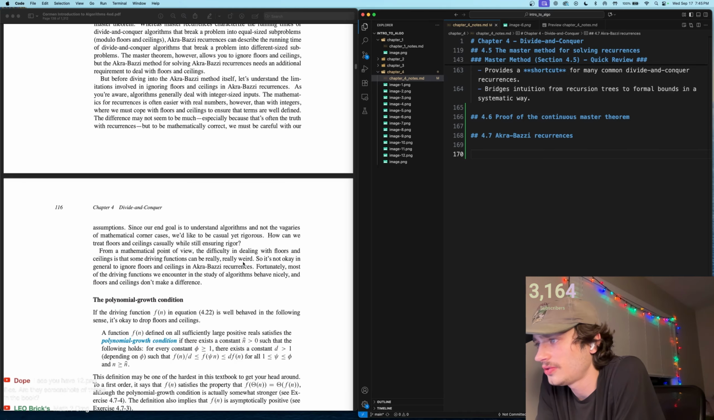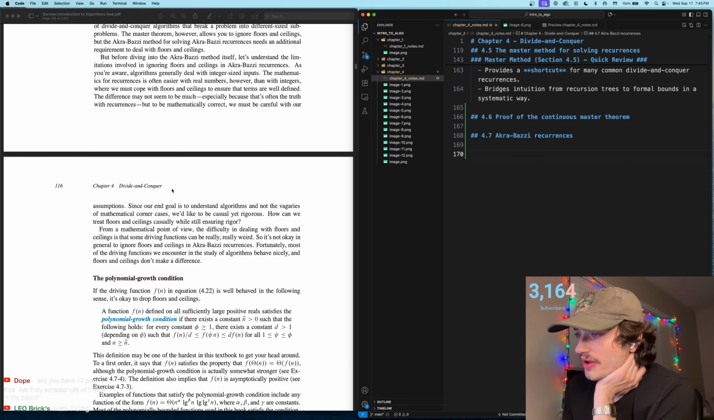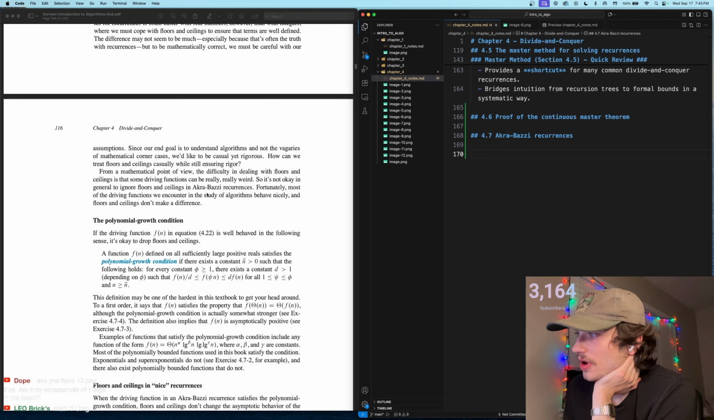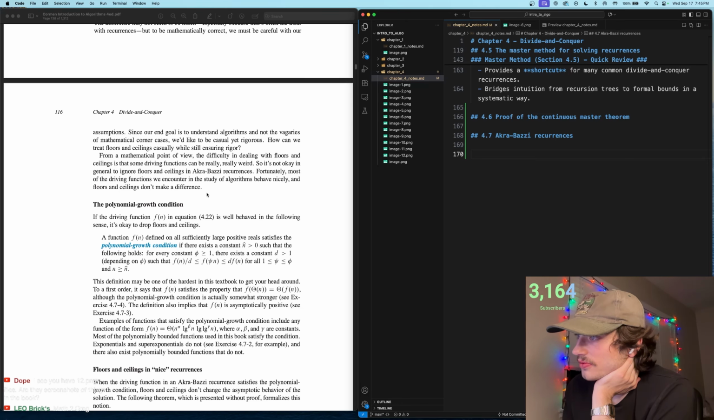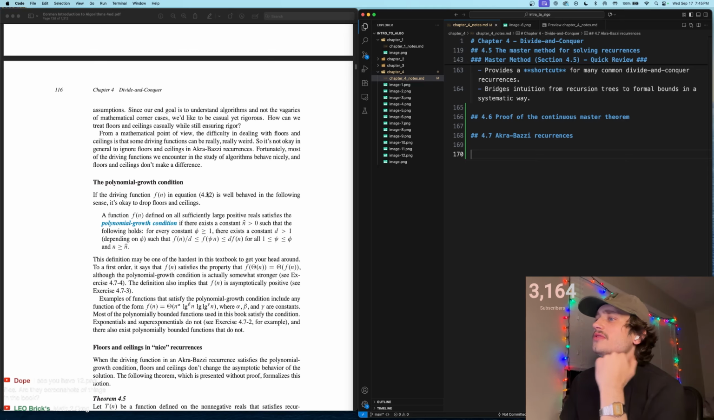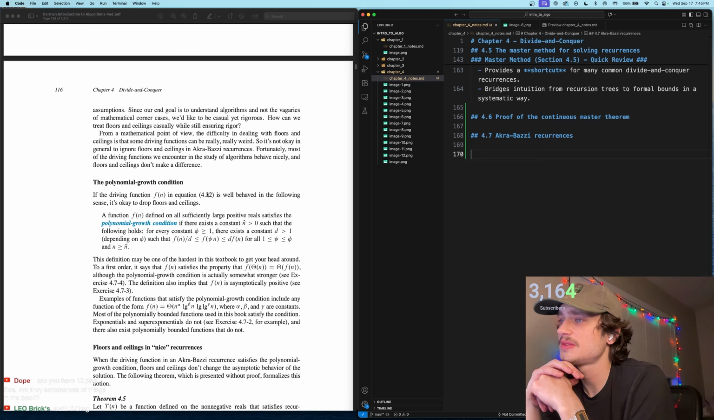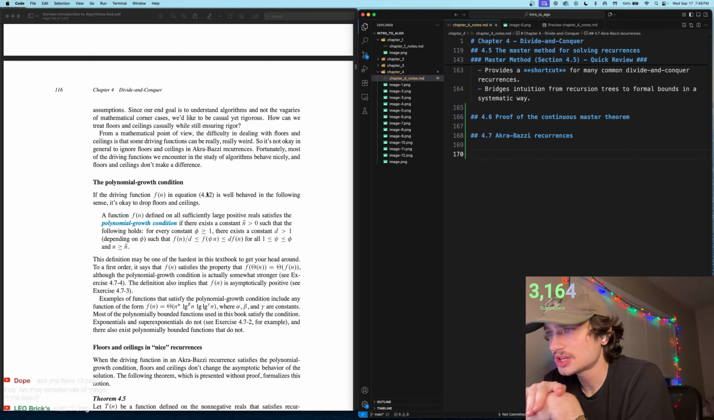From a mathematical point of view, the difficulty in dealing with floors and ceilings is that some driving functions can be really, really weird. So it's not okay in general to ignore floors and ceilings in Akra-Bazzi recurrences. Fortunately, most of the driving functions we encounter in the study of algorithms behave nicely, and floors and ceilings don't make a difference. The polynomial growth condition. If the driving function f of n in equation 4.22 is well behaved in the following sense, it's okay to drop floors and ceilings. A function f of n, defined on all sufficiently large positive reals, satisfies the polynomial growth condition if there exists a constant n caret greater than 0, such that the following holds.